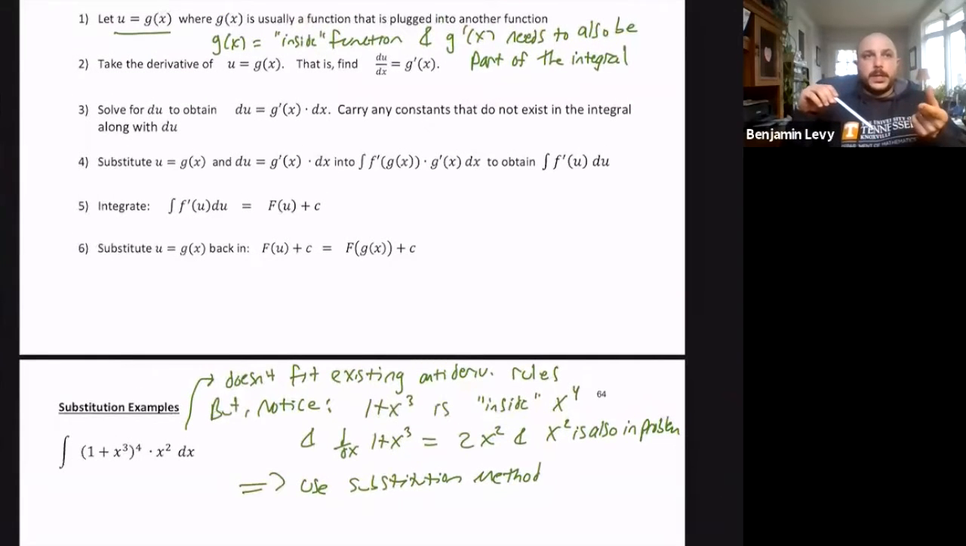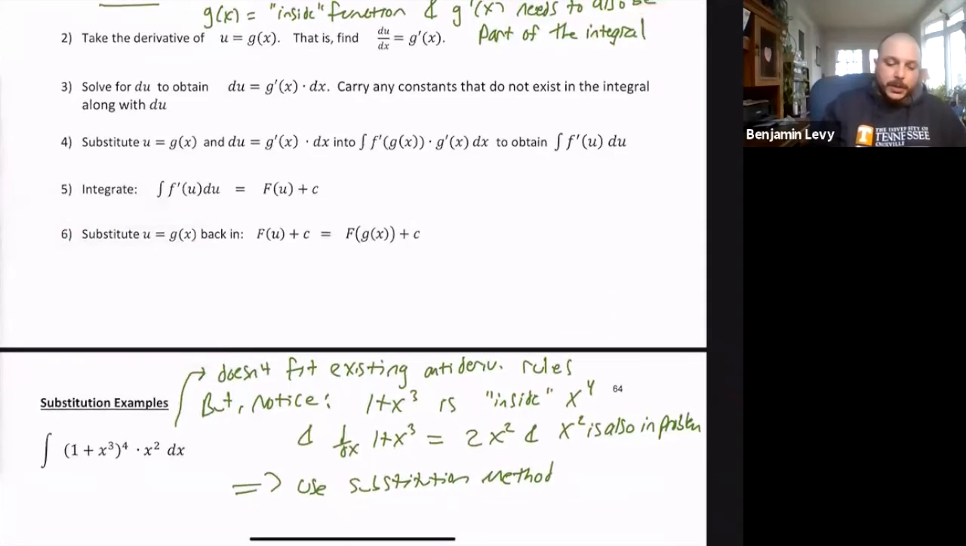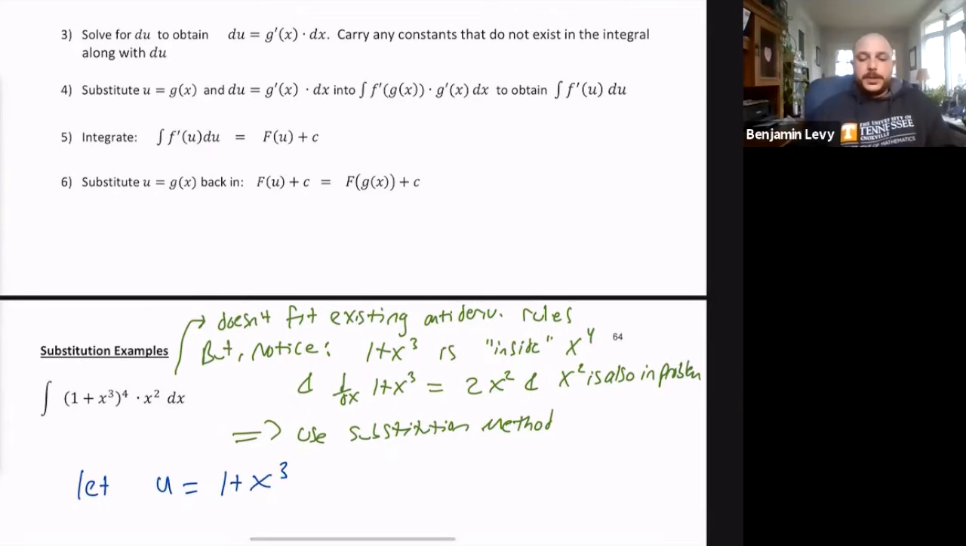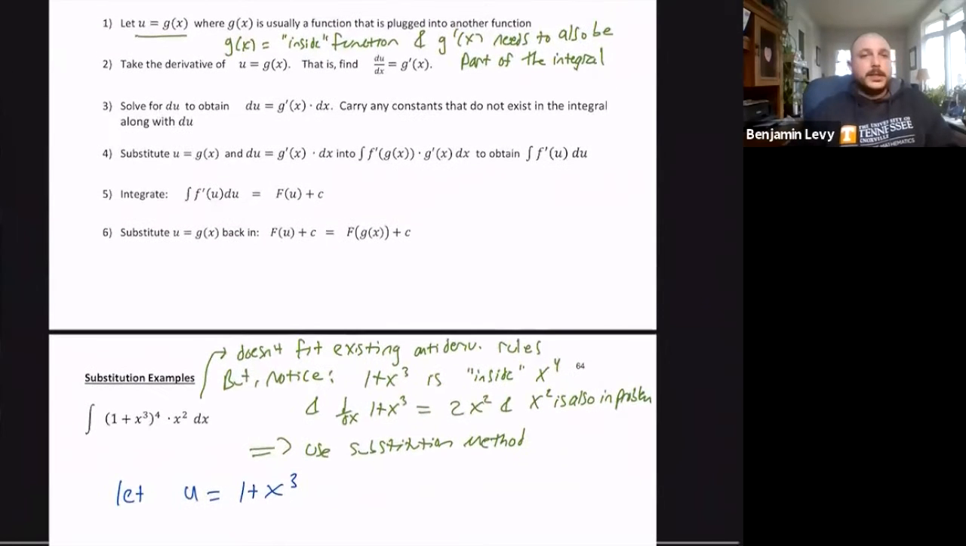So step 1 says we should let u be the inside thing that the derivative is also part of the function. We haven't actually done step 1, so let's do step 1. Let u equal 1 plus x cubed, right? Because it fits the description. It's on the inside, and the derivative, which has an x squared, is also part of the function.